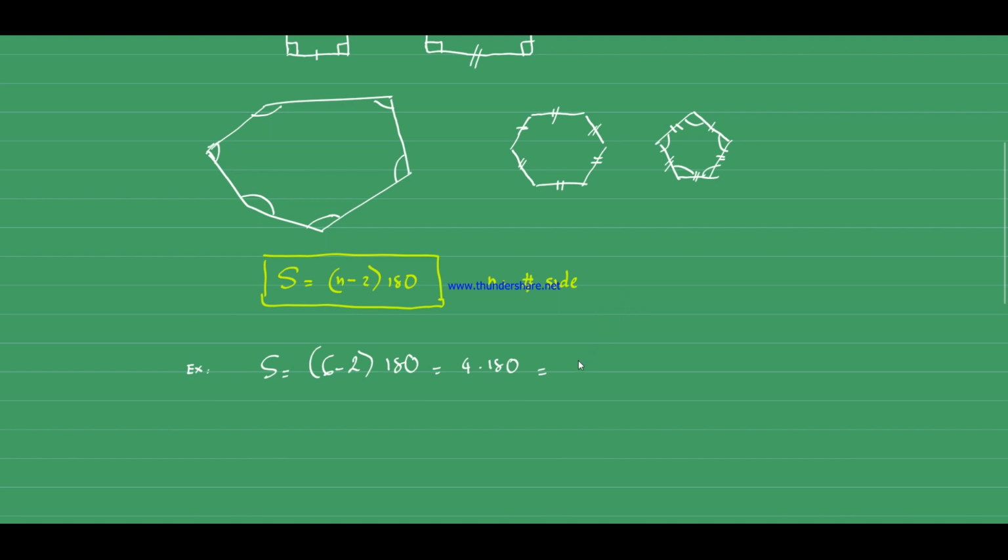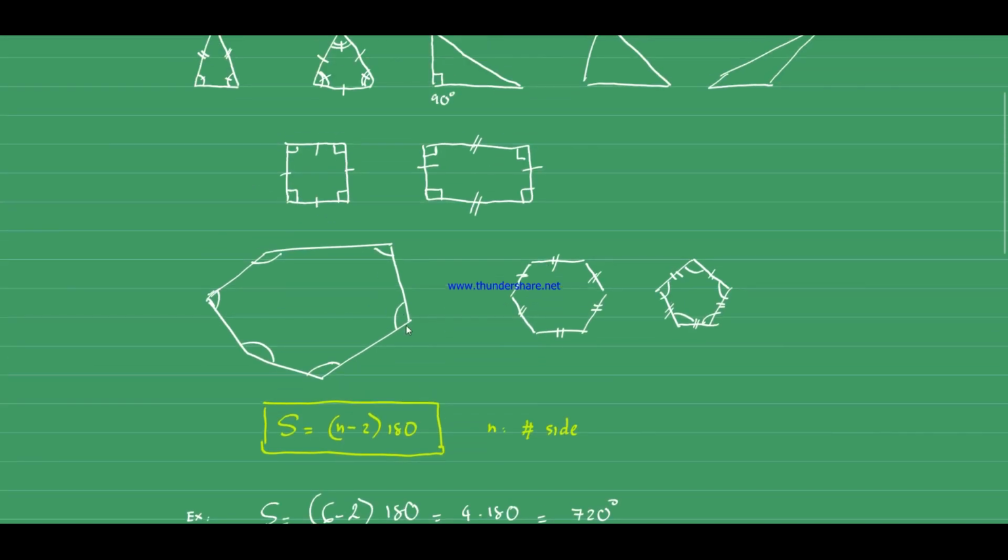So 180 multiplied by 2 gives you 360. 360 multiplied by 2 gives you 720 degrees. So the sum of all the measures of the angles over here will be 720 degrees, and you can verify the formula very easily.